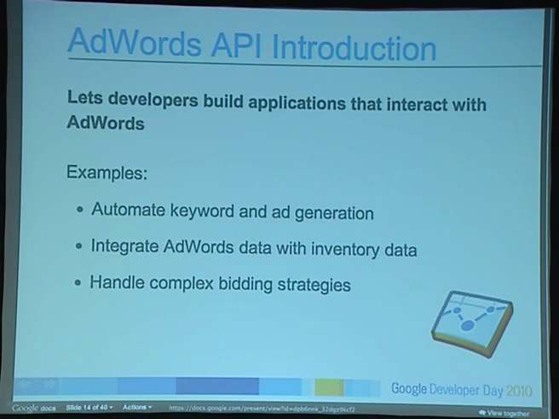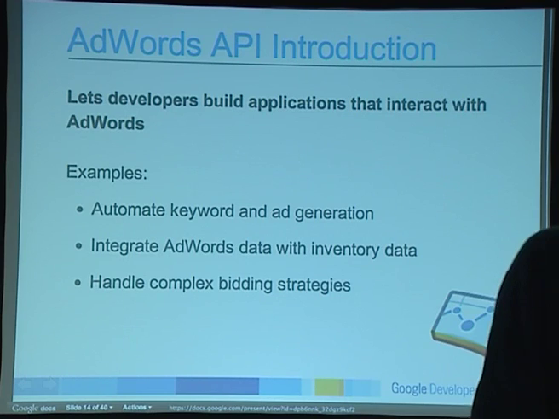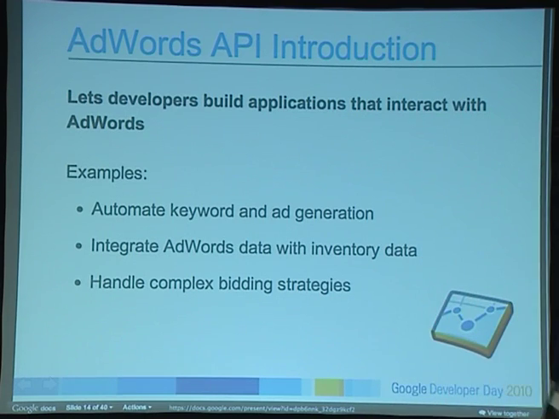So one of the examples of the things that you can do with the AdWords API, you can automate the keywords and the keyword generation. You can create ads automatically. Something very important is you can integrate AdWords with databases, with backend systems. Many companies don't have developers, and they really have a need of having their inventory connected to AdWords. So developers can really use the AdWords API to connect to the rest of the system.